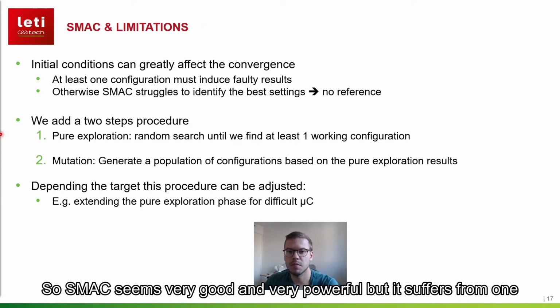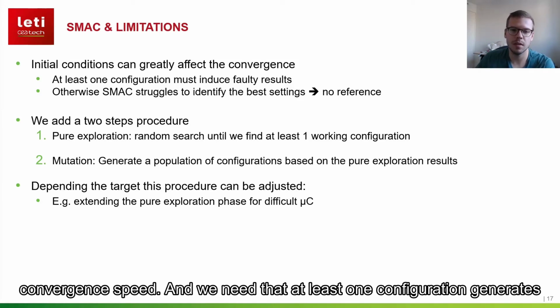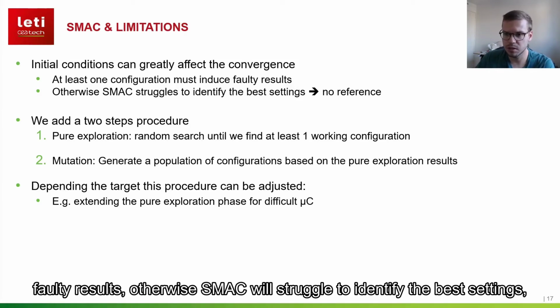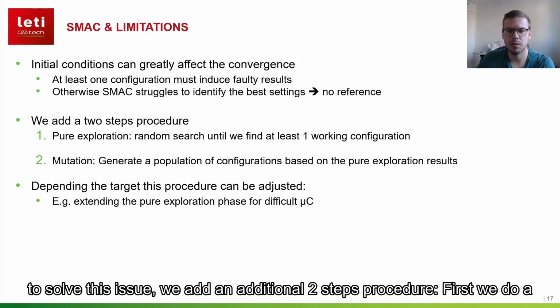So SMAC seems very good and very powerful, but it suffers from one main limitation, which is that initial conditions can greatly affect the convergence speed. And we need that at least one configuration generates faulty results. Otherwise, SMAC will struggle to identify the best settings because it doesn't know what a good configuration is for our problem. So to solve this issue, we add an additional 2 steps procedure.